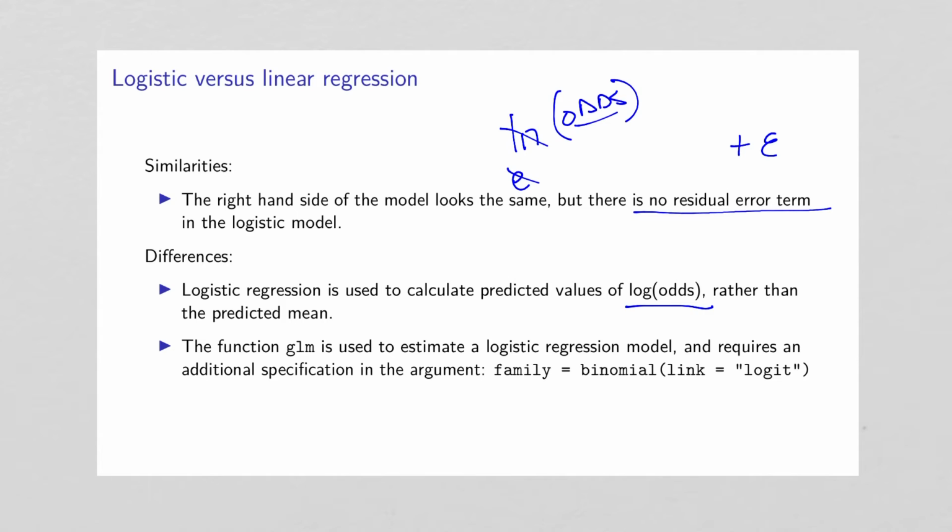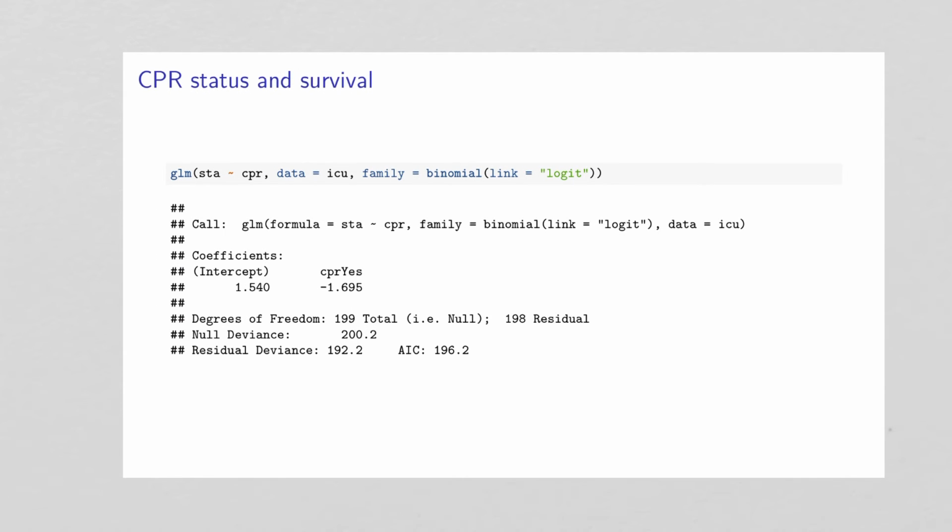The GLM function is used to estimate a logistic regression model and requires an additional specification in the argument: family binomial, link logit. Otherwise, it will not work for you. You will get all sorts of errors in your R code. So here you have it: family binomial, link logit. Your CPR and your survival, your data, and you see your intercept when CPR equals no is 1.54. So your log odds of survival when CPR equals 0 versus your log odds of survival when CPR equals 1 go down by this much.